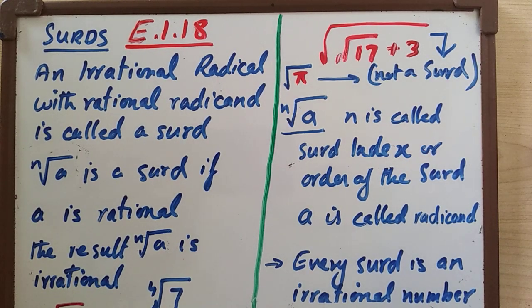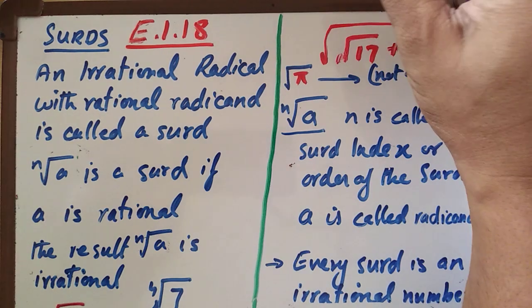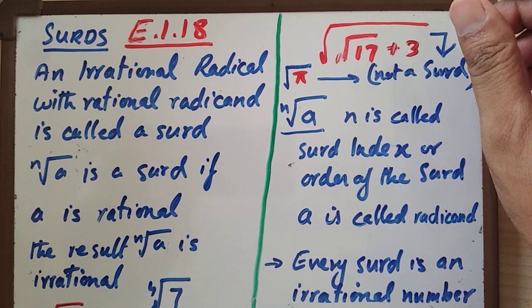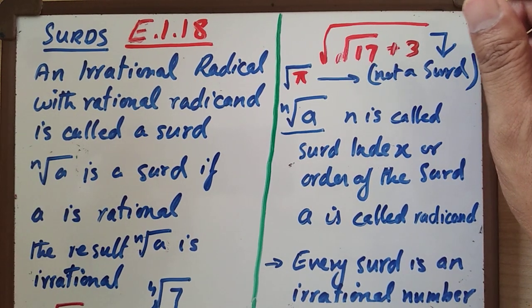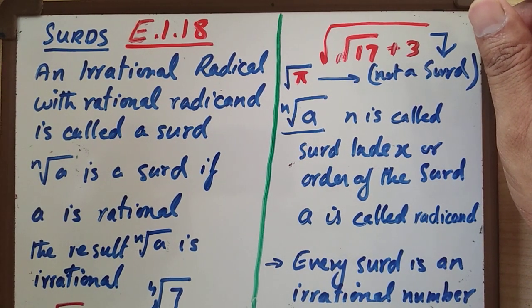Hello students, today we are going to discuss a topic that is named Surds, and that is syllabus number E 1.18, chapter number 1, and that is a part of numbers and language, unit number 1. So an irrational radical with a rational radicand is called a surd. Now you know what irrational numbers are and what rational numbers are.